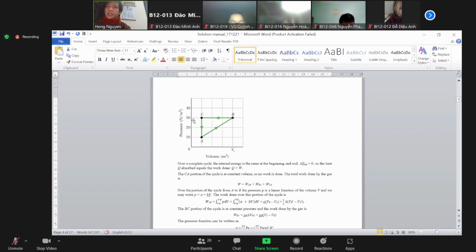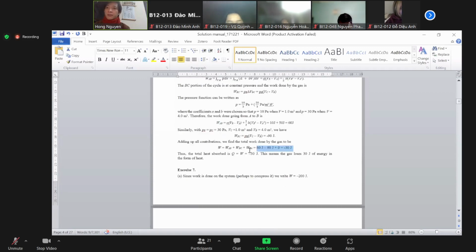I'm sorry, question 6. I repeat once again, you can easily apply the way you did for the question 3. Then you should be able to find the work done by this. This one is a constant pressure process, and this one is a constant volume process. Then normally you should easily find the work done by BC and the work done by CA. The final result is here.